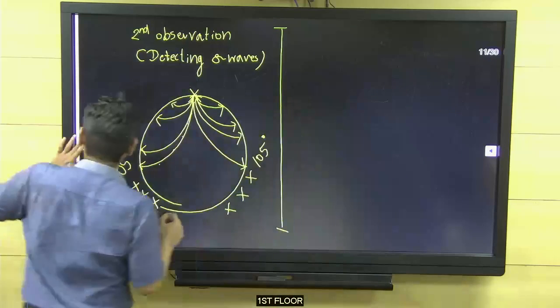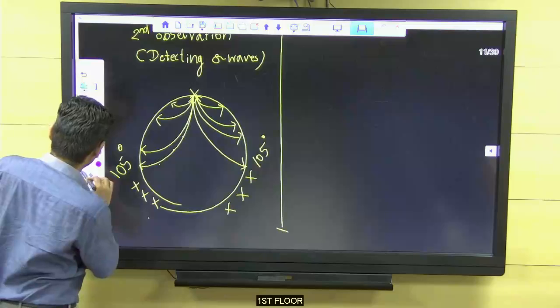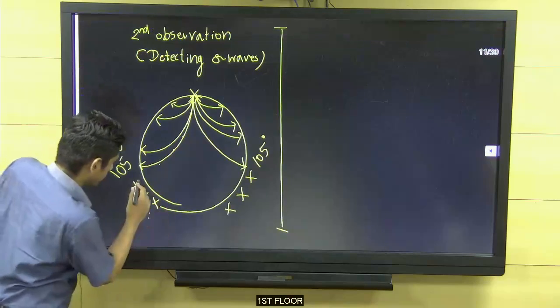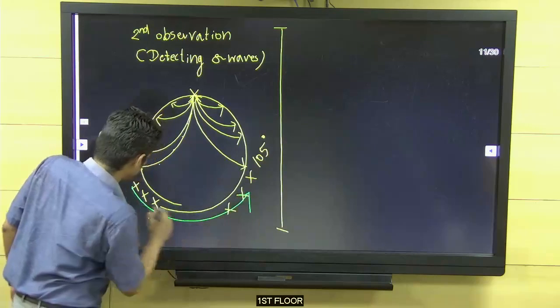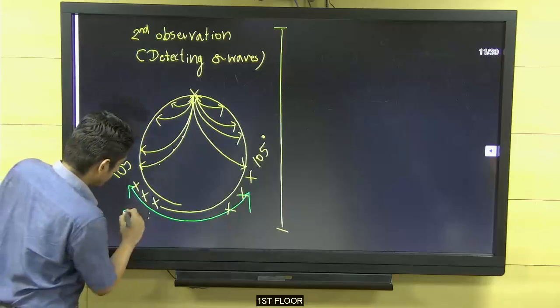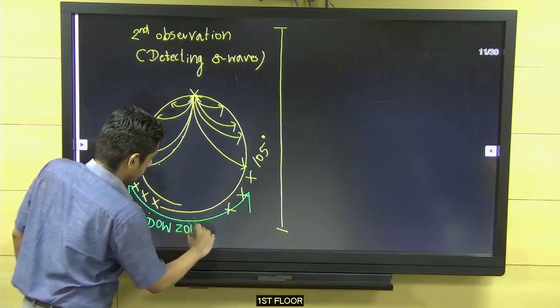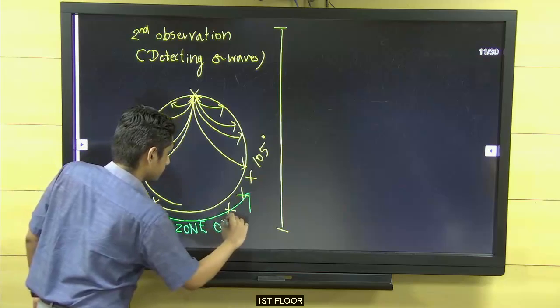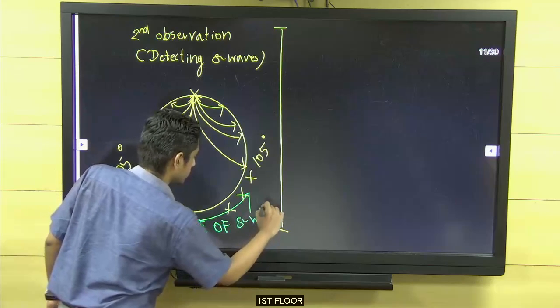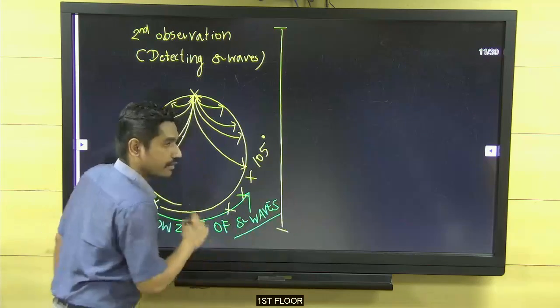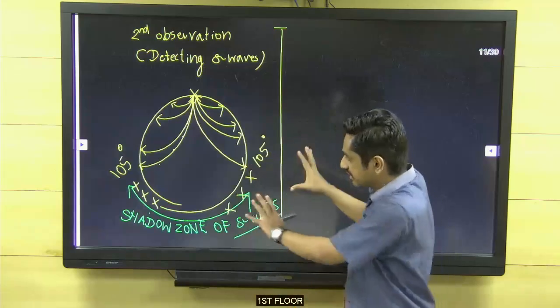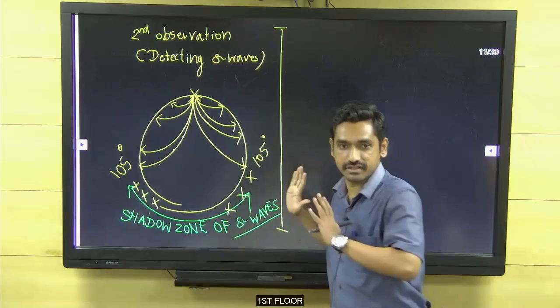This region where there's no detection is called the shadow zone of S waves. Got it? Now, this is my observation. I'm just seeing the data. I receive the data, I'm seeing this.